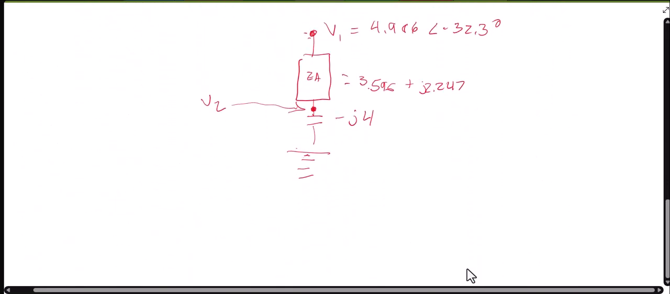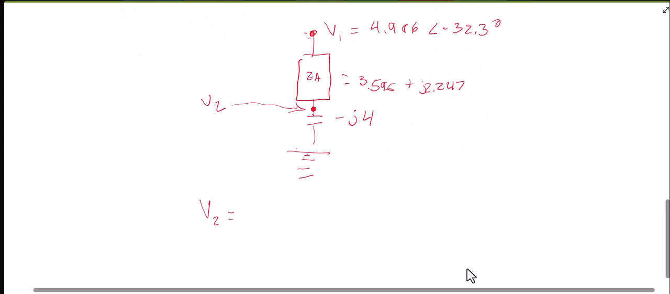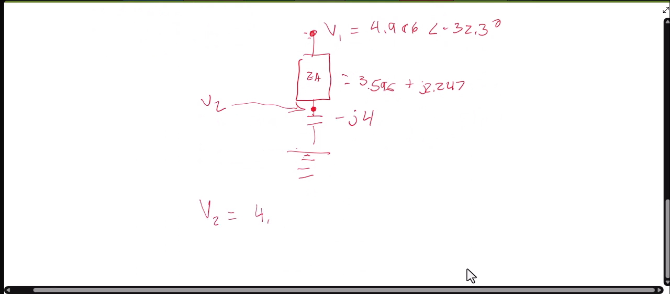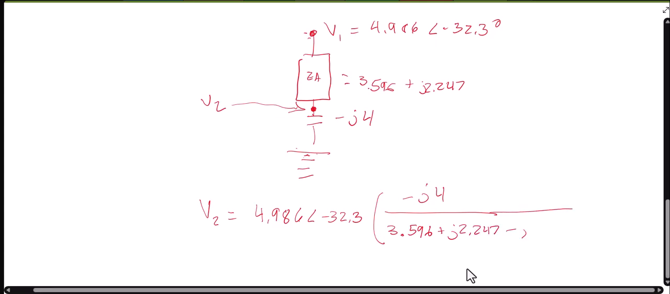And so V2 will equal my total voltage, 4.986 angle -32.3, times the impedance from 0 to the point that I'm looking at, which is minus j4, over the total impedance, which is these two impedances added together, 3.596 plus j2.247 minus j4.